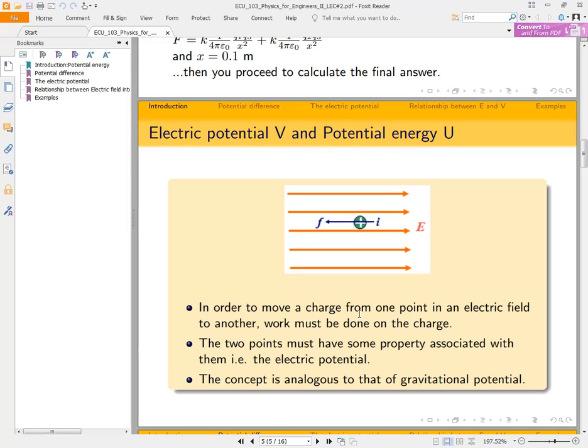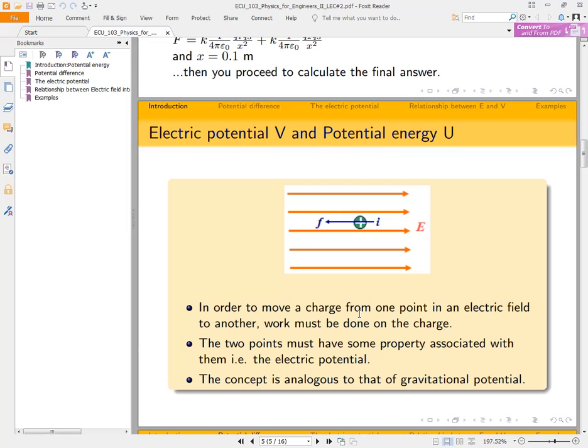So when it is on top of the table, it has some potential. That means it has an ability to do work. By virtue of the position the object takes, we say that position gives it a potential. That is what happens in the gravitational scenario.